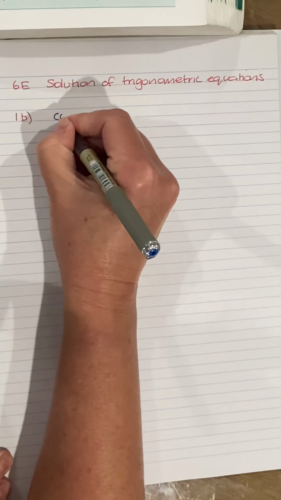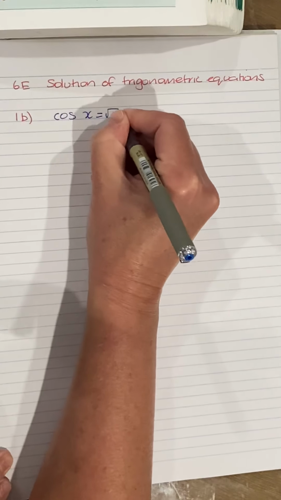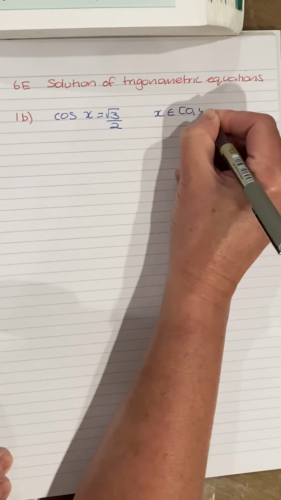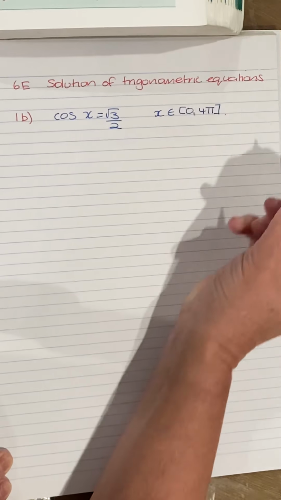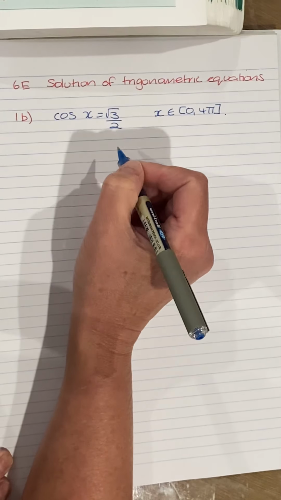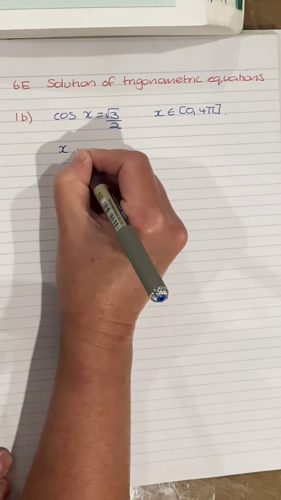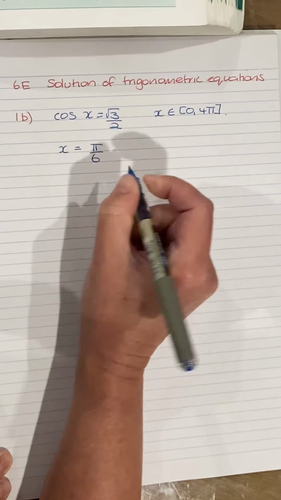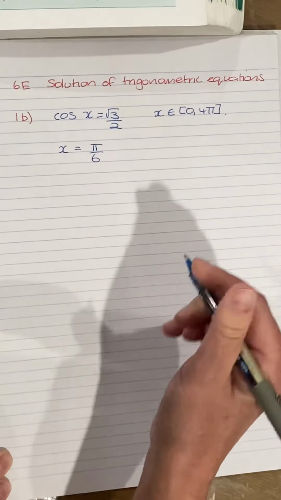It says cos x equals root 3 on 2, and x is an element of 0 to 4 pi. So we've got a domain restriction there. So first thing you have to say is when is cos equal to root 3 on 2? Because you all know your exact values, you'll say straight off that x must be pi on 6. Why is that? Because the cos of pi on 6 is root 3 on 2.